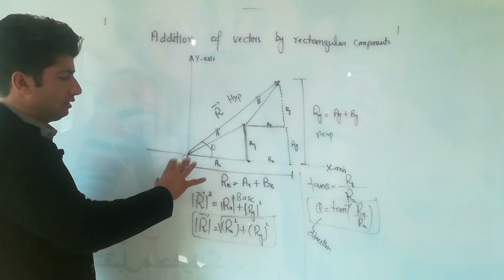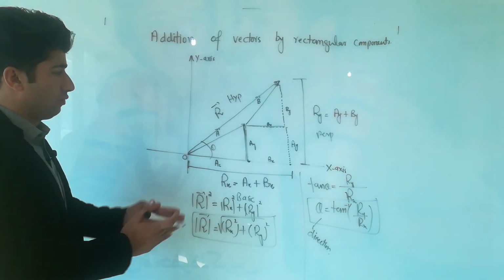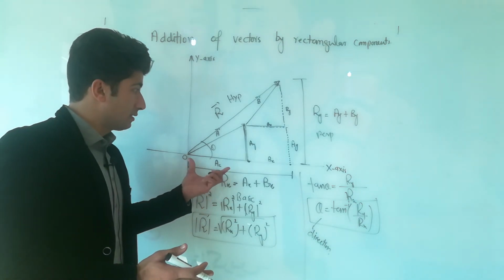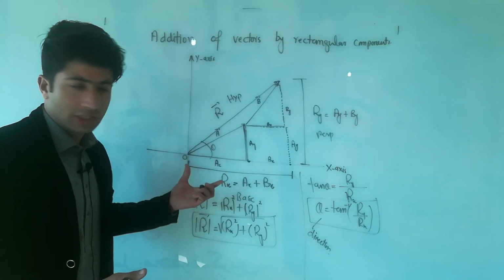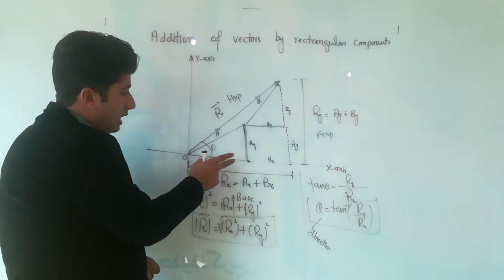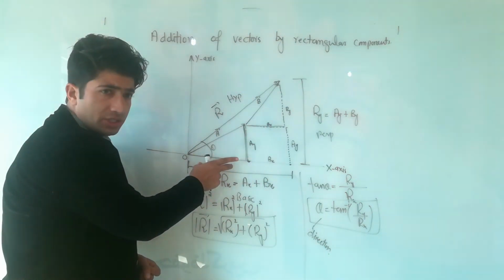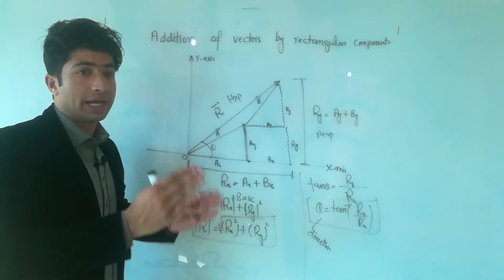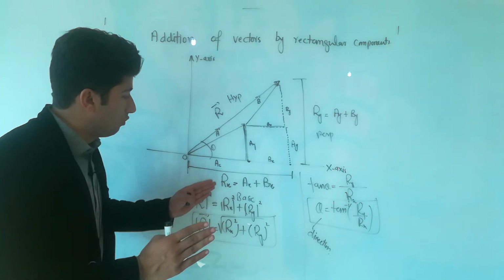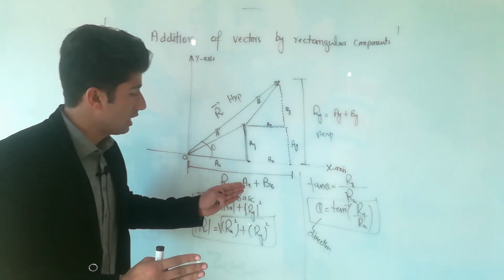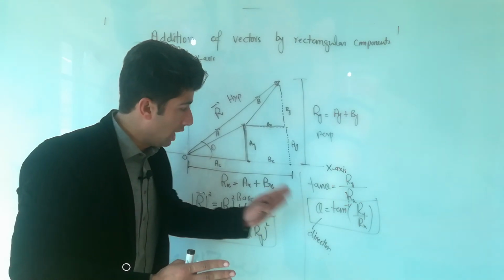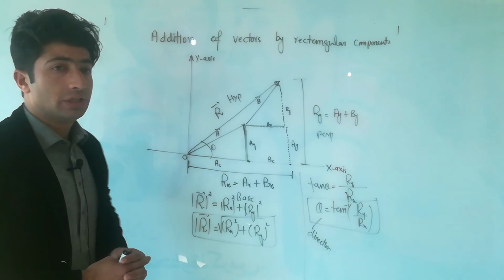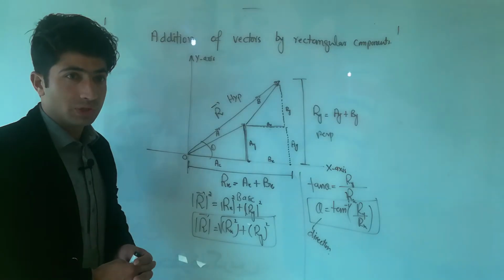Understand? So in this process in which we add two vectors by their components, what did we do? We took the components of vector a and the components of vector b and added them, and as a result we got the resultant as x components plus y components of the vectors. So this is called addition of vectors by rectangular components. Understand?